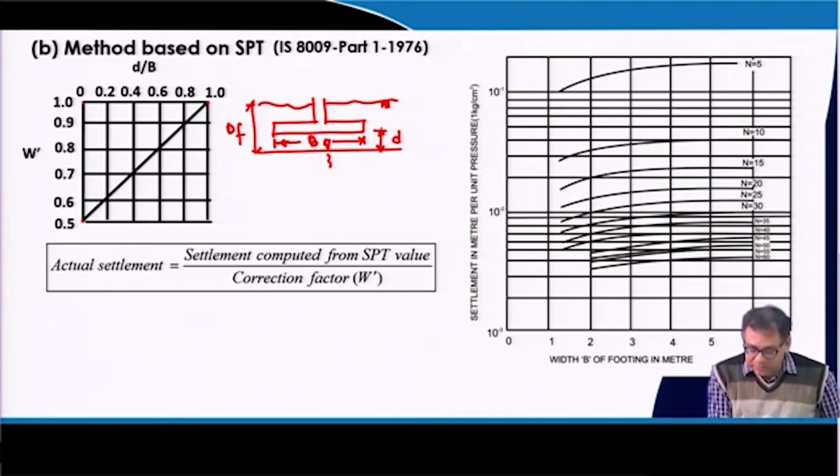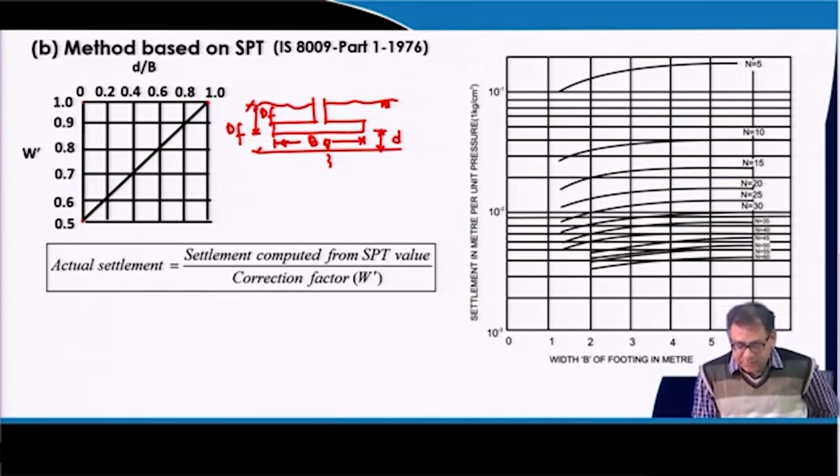So, if D by B is equal to 0, that means the water table is at the base of the foundation, then the correction factor will be 0.5, and if D is equal to B, then the correction factor will be 1. And if your water table is at the ground surface or in between the ground surface and the base of the foundation, then also the correction factor is 0.5. So if it is in between, within Df, then also the correction factor is 0.5. Df is up to the base of the foundation. Okay, so clear that. If the water table is at the base of the foundation or above, then the correction factor will be 0.5, and below that, within the width of the foundation, you have to calculate by using this chart.